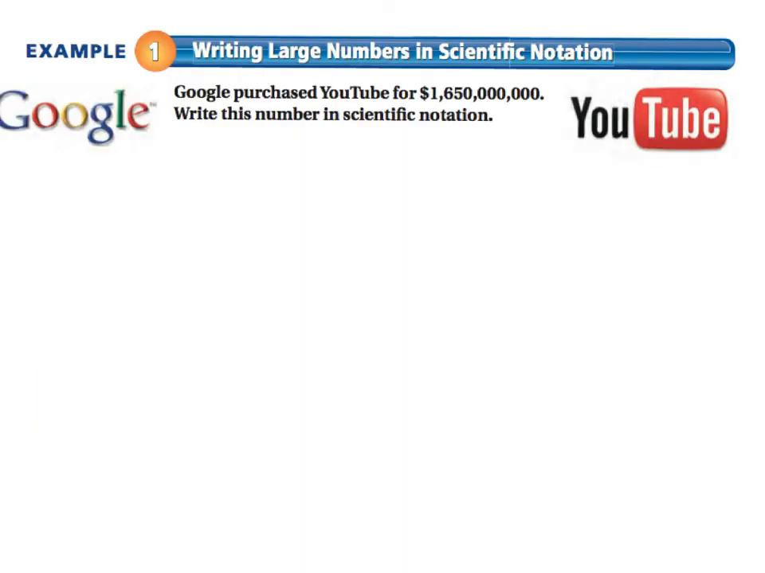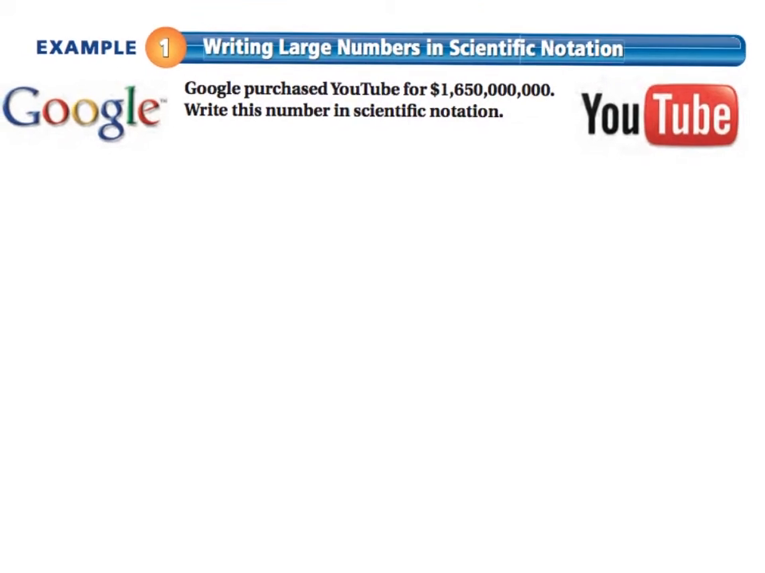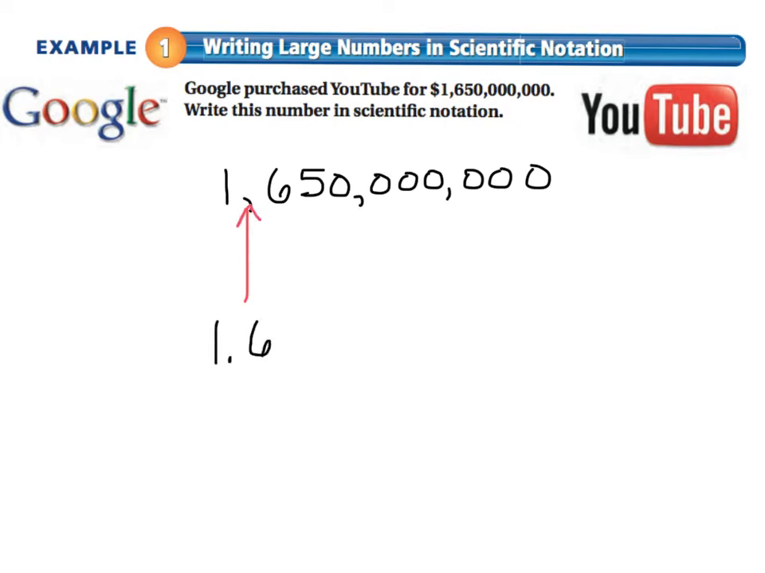Example number 1. Google purchased YouTube for $1,650 million. Write this number in scientific notation. So we're going to take $1,650 million. The first thing we're going to do is make the number between 1 and 10. So I'm going to move my decimal right after the leading number, giving 1.65. Now the zeros, we don't need any of those.